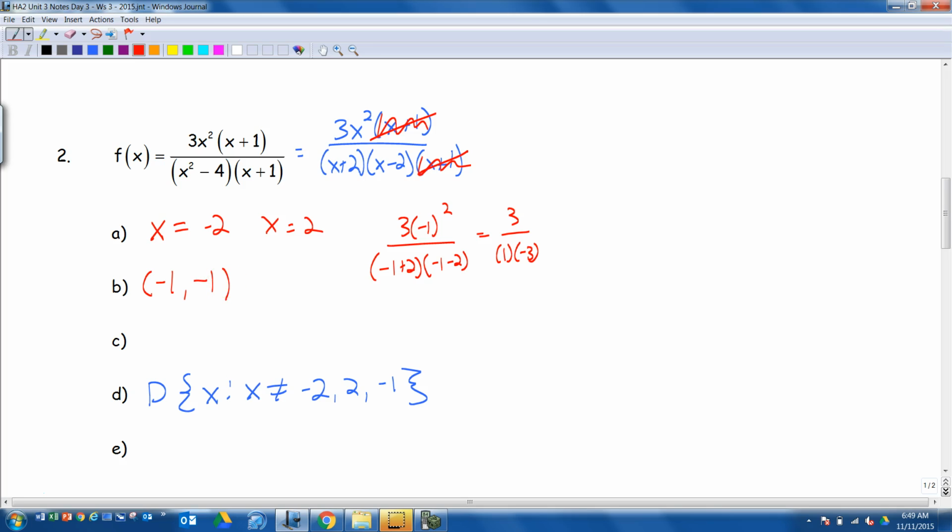Alright, next we need the horizontal asymptote. If you multiply these together, you get a 3x cubed. If you multiply this together, you get an x cubed. You just multiply to get it back to unfactored form, multiply the x's. It's rule number 2 because they're both the same, so it'll be 3 divided by 1, or y is equal to 3. Alright, let's start graphing this then. We know at -2 and 2 we have vertical asymptotes. We know at 3 we have a horizontal asymptote.